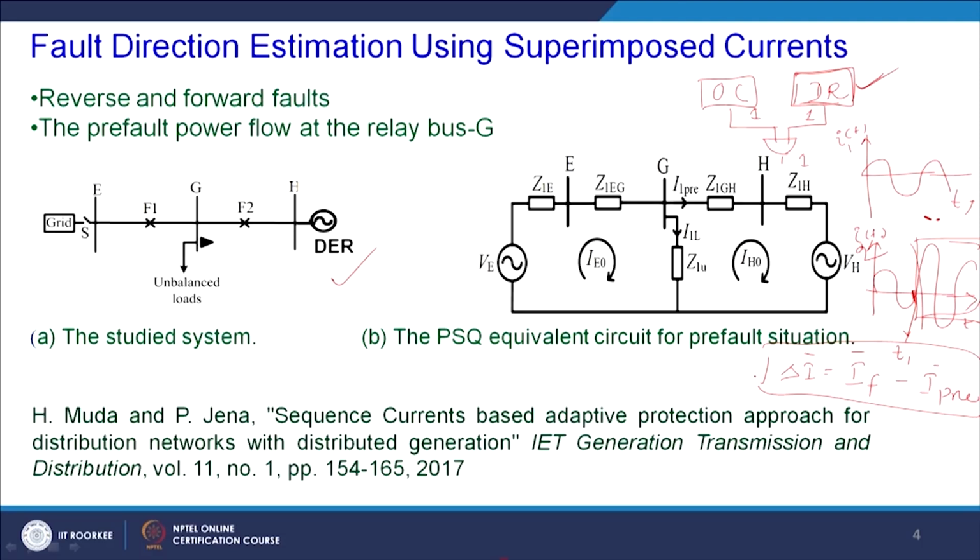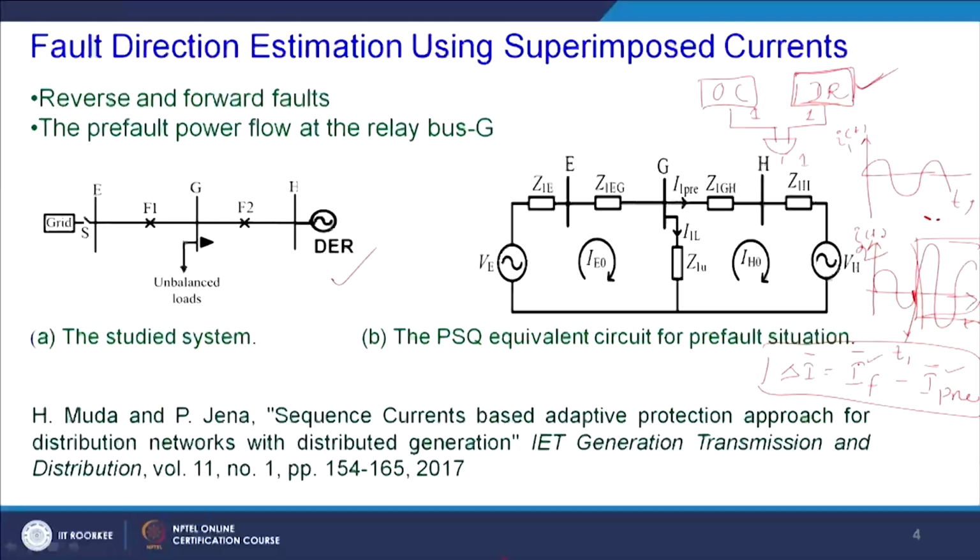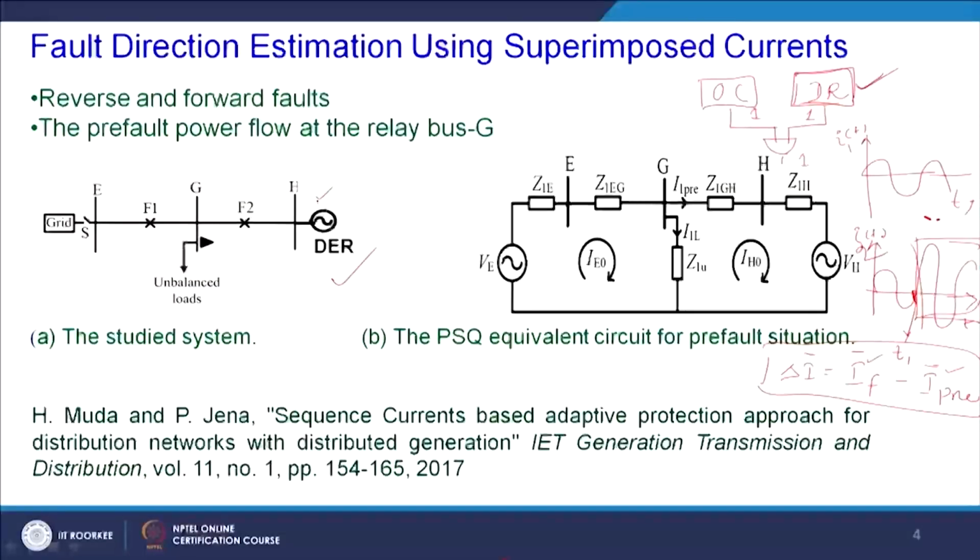Now, this superimposed current delta I is equal to the I fault phasor minus the I pre phasor. These two phasors are subtracted from each other. If I subtract I pre from my I fault, whatever component I get will be the superimposed component. And this is the corresponding circuit to analyze this relaying scheme, the positive sequence equivalent network for this single line diagram of the microgrid system, where we have one unbalanced load, we have the grid and we have the DER.